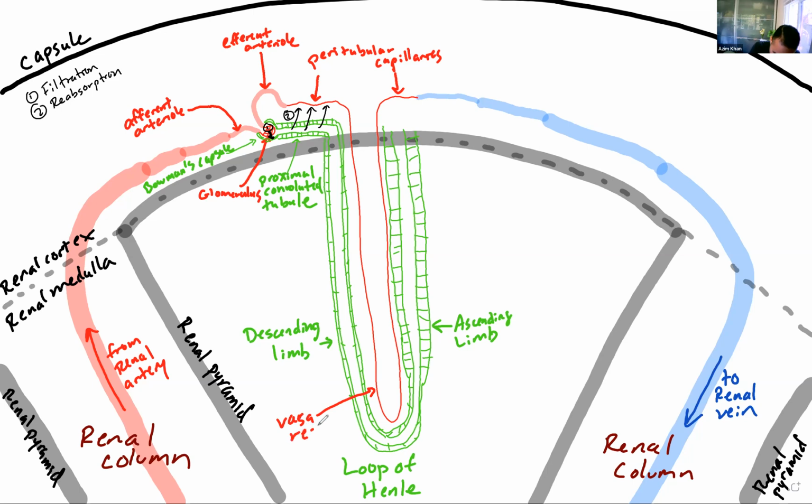Vasorecta are capillaries. They're an extension of the peritubular capillaries, but they dip down. You can see it dips down into the medulla. So we get reabsorption of water and ions at these two different points.